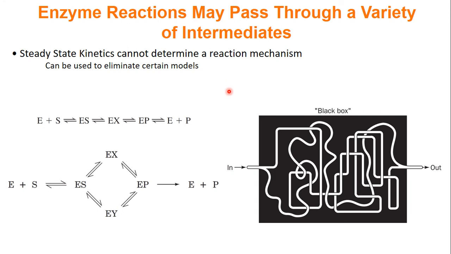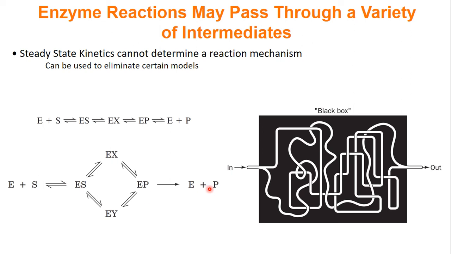Now, that was enzyme kinetics. Let's talk about pathways now. When we're doing steady state kinetics, that is, ES is at a steady rate, we actually can't tell how the reaction runs. We can use it to eliminate certain models, but we don't know how it actually works. Let's say we have enzyme plus substrate, and they go to an enzyme substrate complex. Then they can go to an intermediate, then to a product. That's one mechanism. We have a second mechanism where you get two different intermediates, EX and EY, that go to your product. You don't know which one's right because you're just seeing product come out.